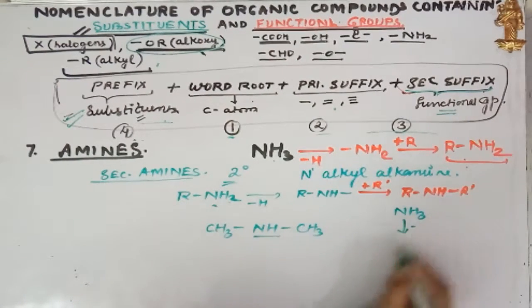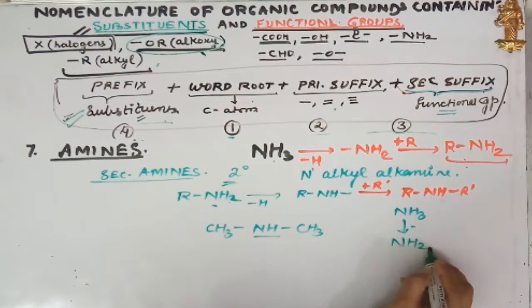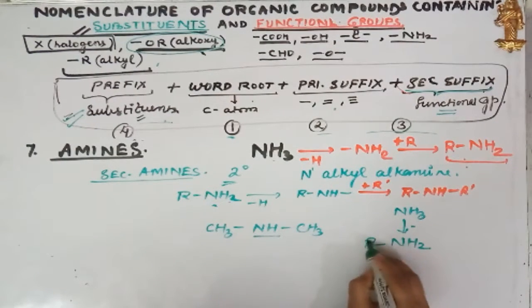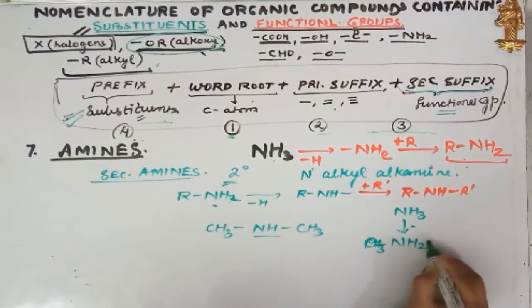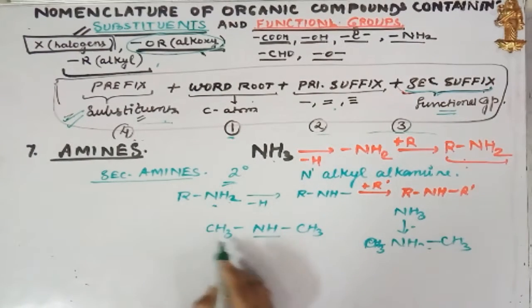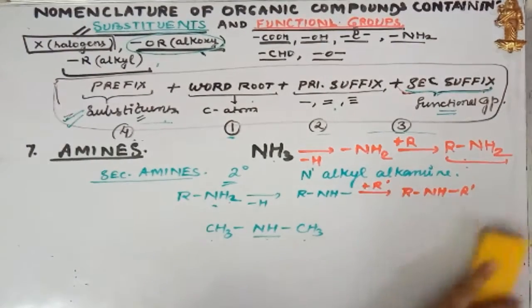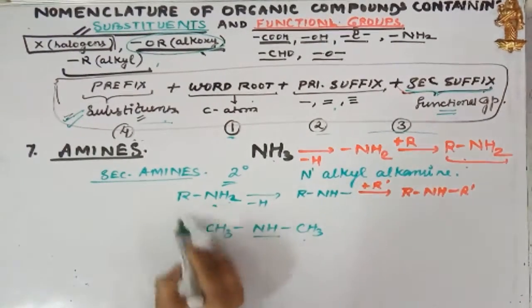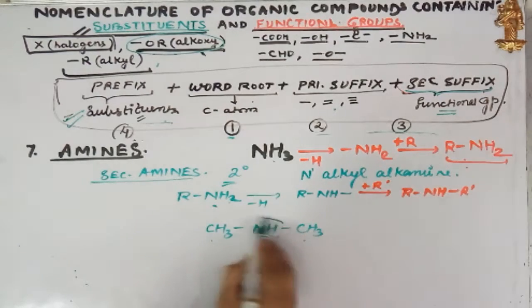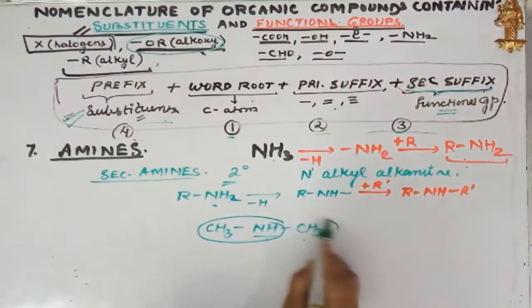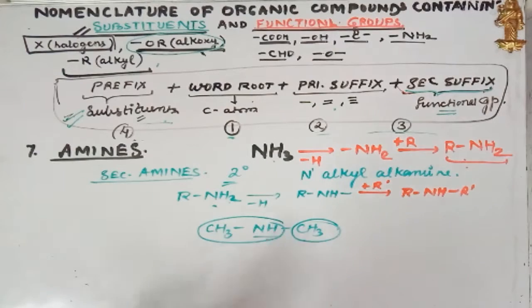I have removed one R, making it NH2. I have added one CH3 to it, and later, by removal of one H, I have added one CH3 to it. So it becomes CH3NHCH3. Now while naming this compound, we will be considering one part as a chain and one part as an alkyl group.